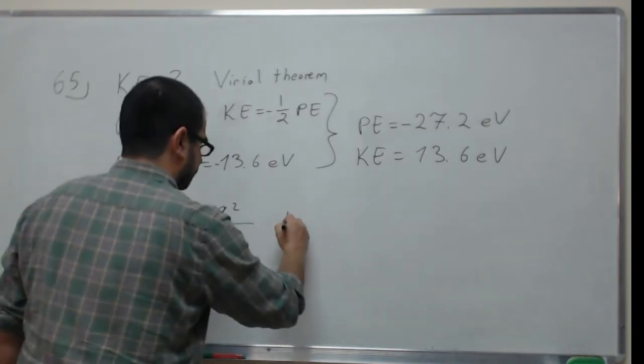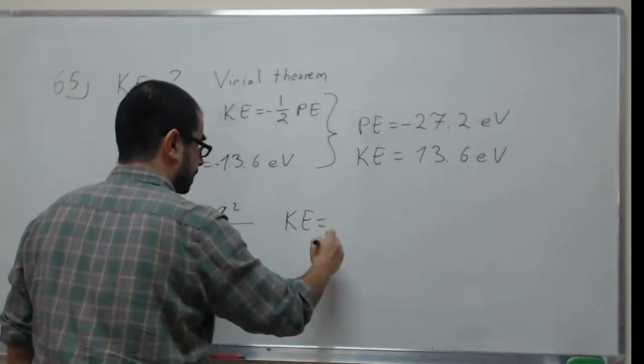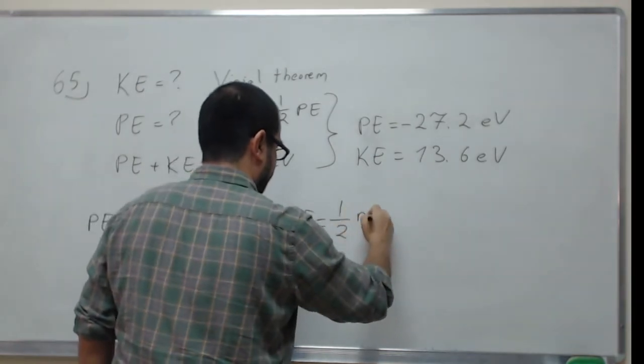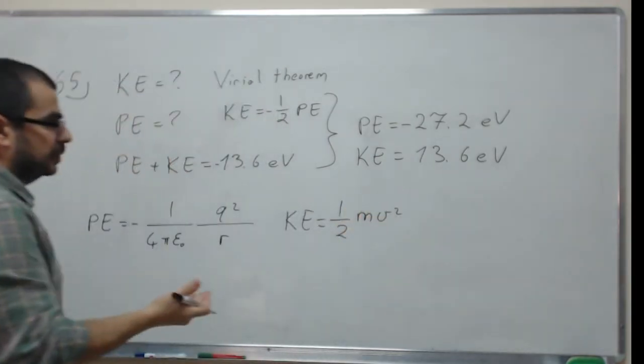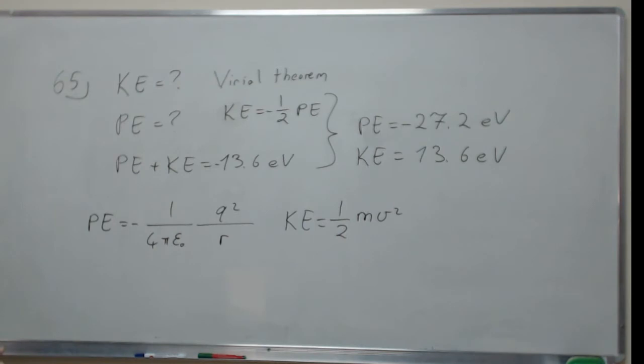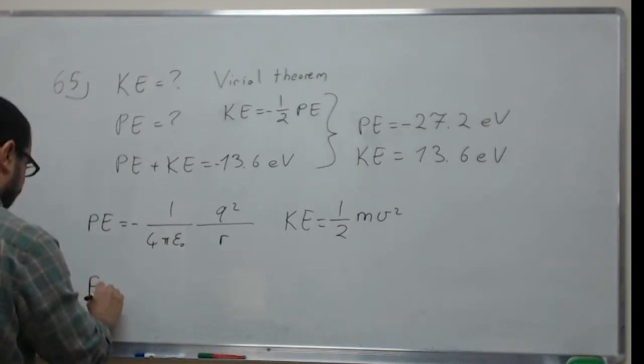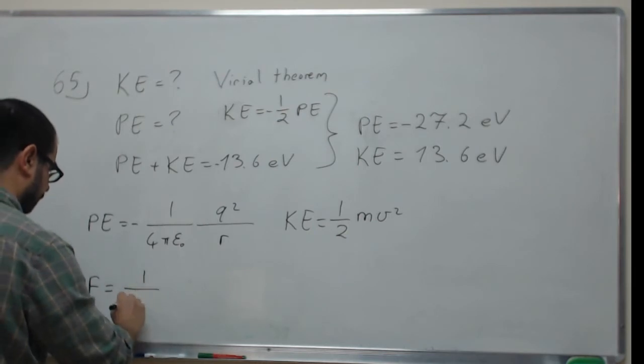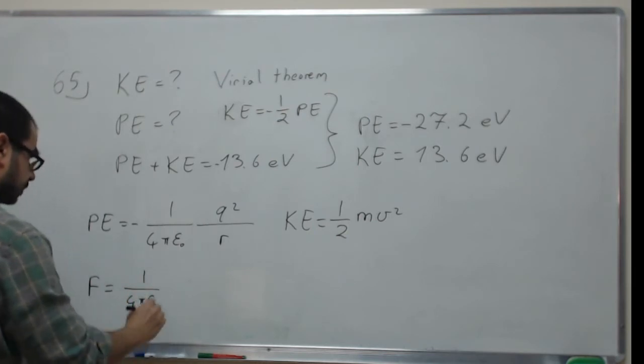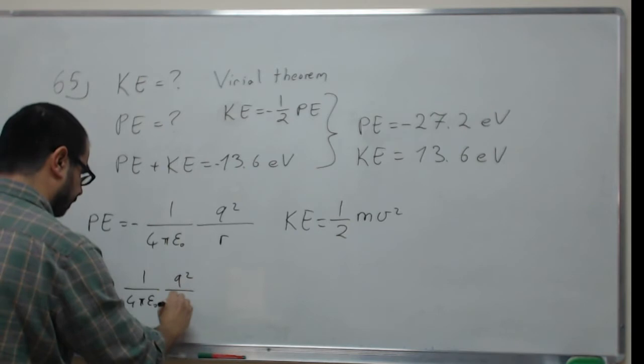The kinetic energy is a half mv square. This is a non-relativistic formula, and it's a standard exercise to show that this is actually applicable for the electron in the ground state of hydrogen atom. But we are going to be utilizing this as it is done in the book for this section. And we can write the force. So the force is going to be 1 over 4 pi epsilon naught q square by r square.